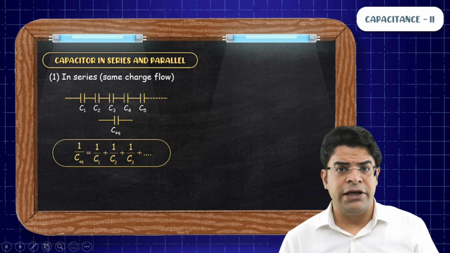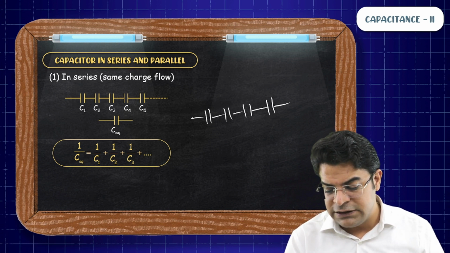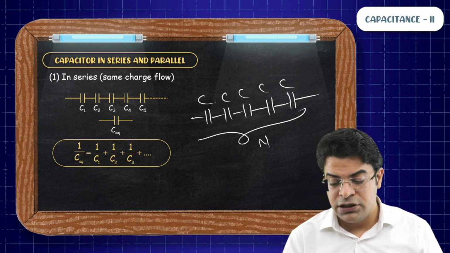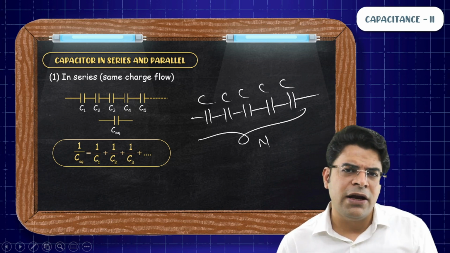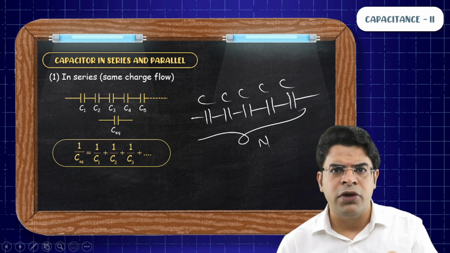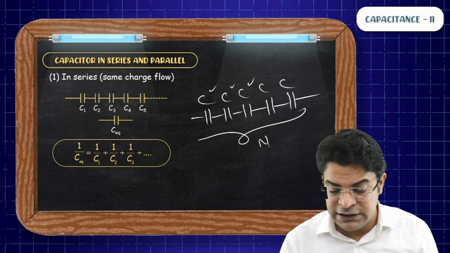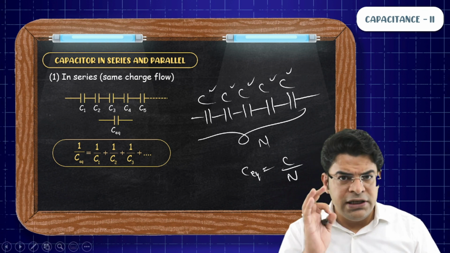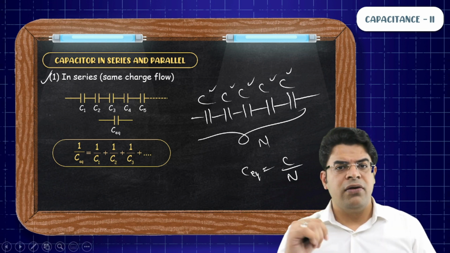I can even say, if you have got n identical capacitors, each of capacitance C connected in series, then the equivalent capacitance will be the same as that of n identical resistances connected in parallel. When you have got n identical resistors connected in parallel, the equivalent resistance is R by n. If you have got n identical capacitors, each of capacitance C connected in series, then the equivalent capacitance is nothing but C by n. So these are the points of comparison that you should know between capacitor and resistor.